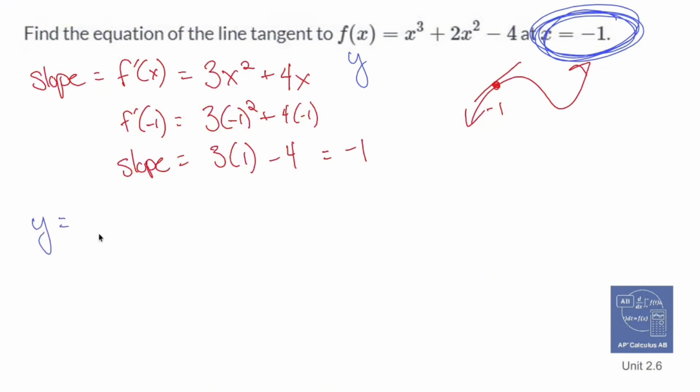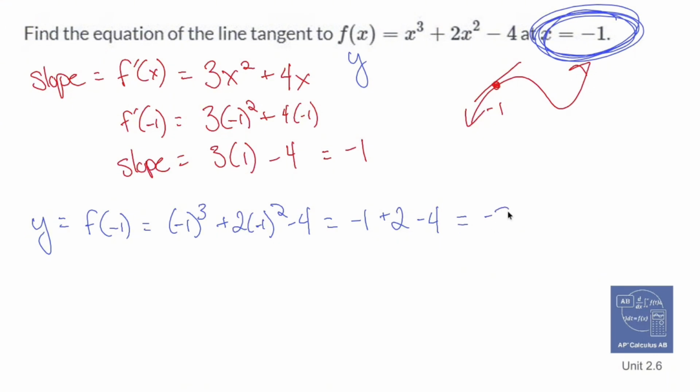So my y value is going to be f of negative 1, which is going to be negative 1 cubed plus 2 times negative 1 squared minus 4. Negative 1 cubed is negative 1. Negative 1 squared is 1, so 2 times 1 is plus 2, and then minus 4. Negative 1 plus 2 minus 4 looks to be negative 3. So my y value is negative 3. So what I have is a slope of negative 1 and the point negative 1, negative 3.